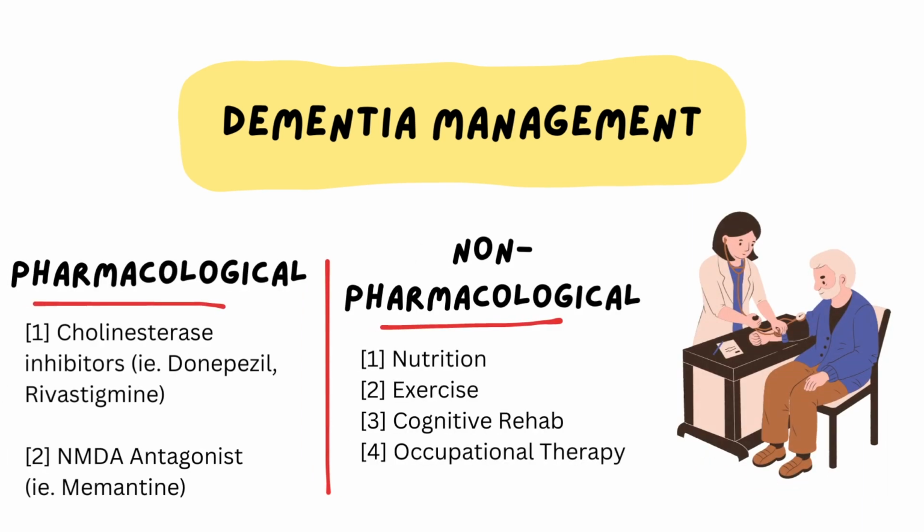Management of dementia can be classified according to pharmacological and non-pharmacological treatment. Pharmacological treatment includes cognitive enhancers and management of complications. Cognitive enhancers include two major classes. Firstly, the cholinesterase inhibitors like donepezil and rivastigmine, and secondly, NMDA receptor antagonists like memantine. Complications of dementia such as BPSD are often treated with antidepressants and antipsychotics. Non-pharmacological treatment often includes optimizing nutrition, exercise, and participation in cognitive rehabilitation and occupational therapy.